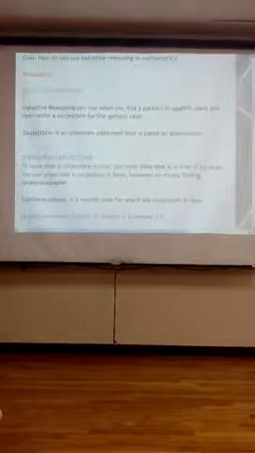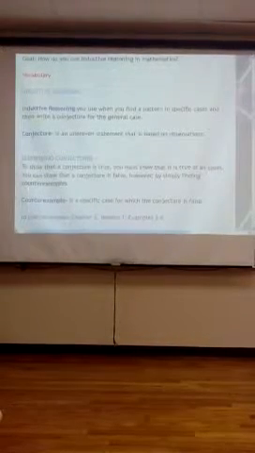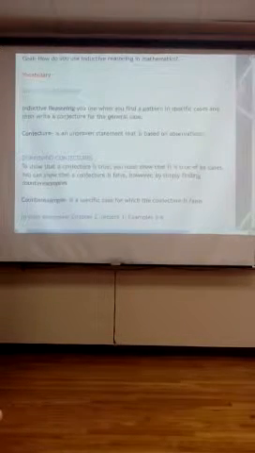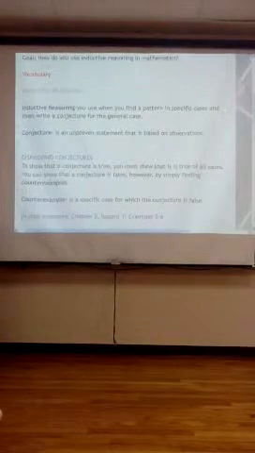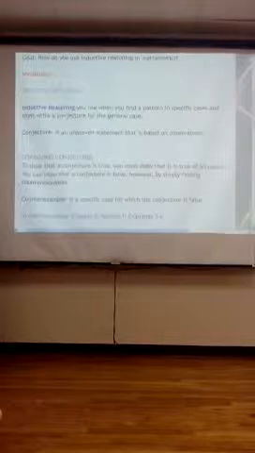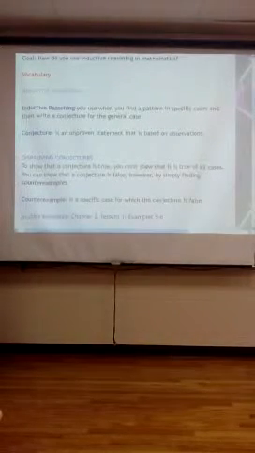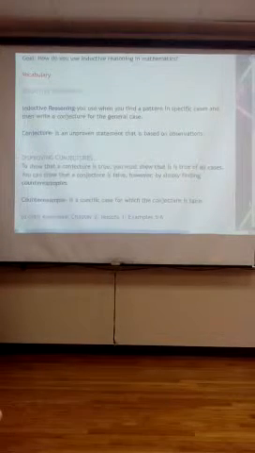So, disproving conjectures, go ahead. To show that a conjecture is true, you must show that it is true of all cases. You can show that a conjecture is false, however, by simply finding counterexamples. And a counterexample is a specific case for which the conjecture is false.